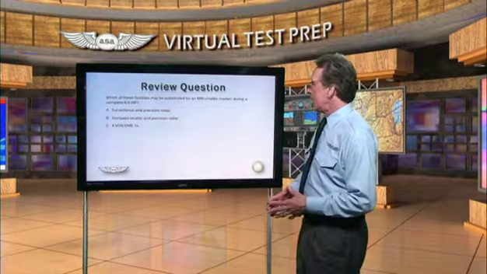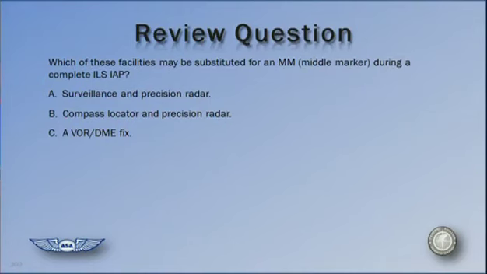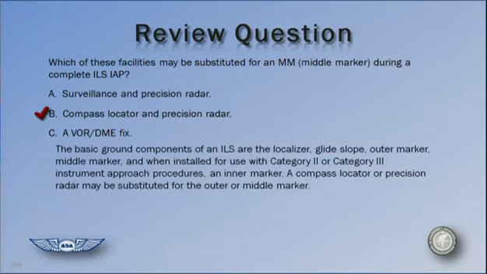Which of these facilities may be substituted for an MM or middle marker during a complete ILS IAP? Which of these facilities may you substitute? Correct answer is B, compass locator and precision radar.